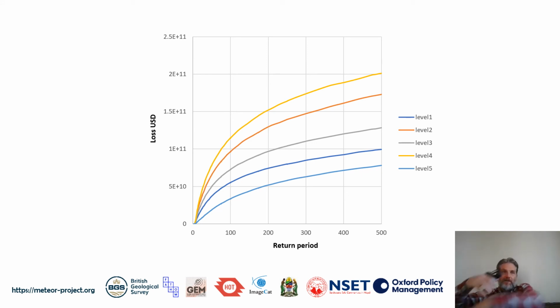So these are the losses in US dollars on the y-axis here, the return period. And the level 5 here is on the bottom, and the level 4 here is on the top. And then you have the level 2 under level 4, and level 3 in the middle, and then level 1 under level 3. So it's not monotonically increasing. It's not converging as you have more spatially high resolution data incorporated. So this was really quite a finding.